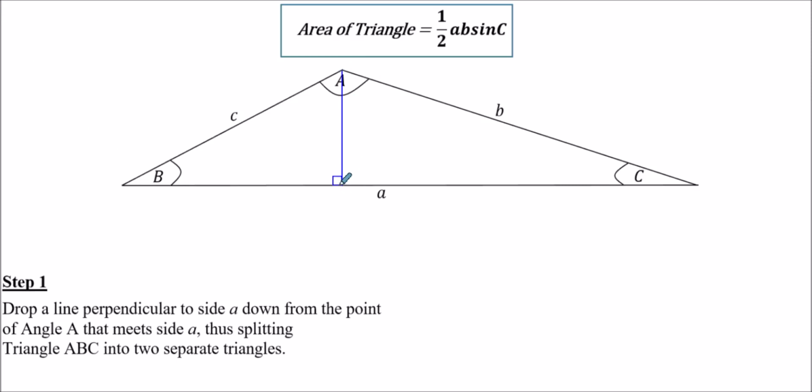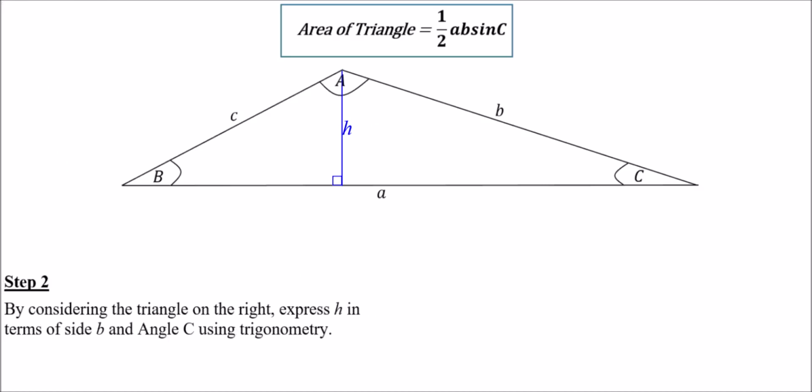This is a right angle, so I'm just denoting that this is definitely 90 degrees with no uncertainty. And then we're going to label this blue line, this perpendicular we've just created. We're going to label this h. So just write down h next to the line you've made. So that's step one, fairly straightforward.